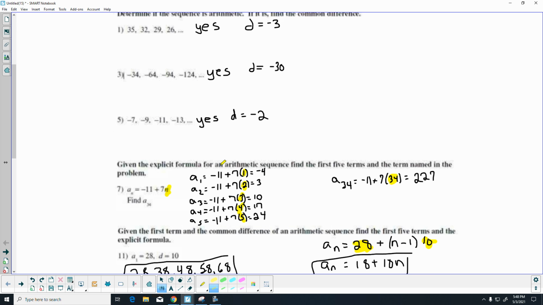Given the explicit formula, find the first 5 terms. So that just means I plug 1, 2, 3, 4, 5 in for n. And then to find the 34th term, I plug 34 in for n.